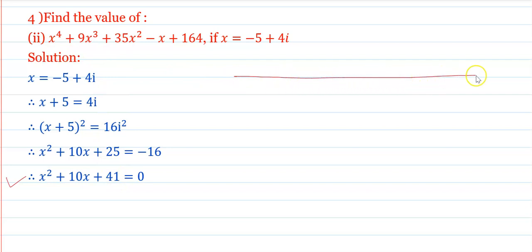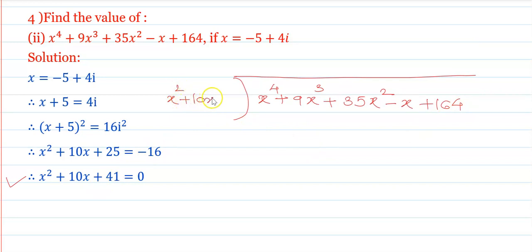Now see this here. Okay. Here is x raised to 4 plus 9x cube plus 35x square minus x plus 164. And here we have x square plus 10x plus 41. What is the first term is x raised to 4. Therefore, to get the x raised to 4, we have to multiply x square by x square.